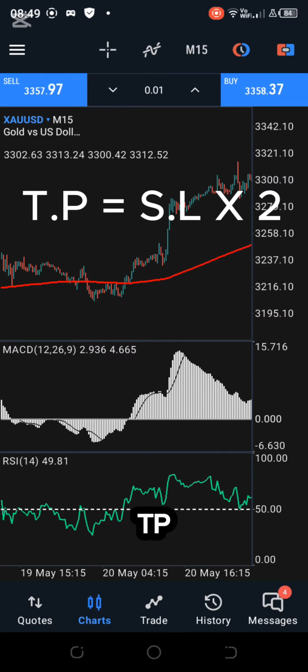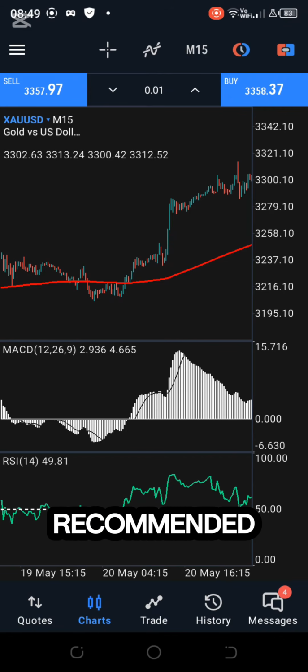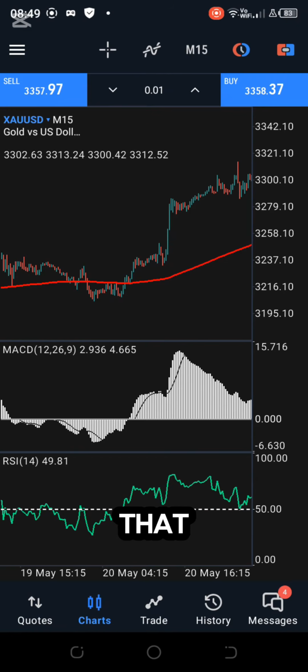So the TP is equal to 2 times the size of the SL, so that we maintain a risk to reward ratio of 1:2. You can make use of a 1:2, or you can be more aggressive and use a 1:3. From 1:1 to 1:1.5 to 1:2, I think that's the recommended risk to reward ratio that you can use with this particular strategy. I tested these using a robot and it had very, very good results.